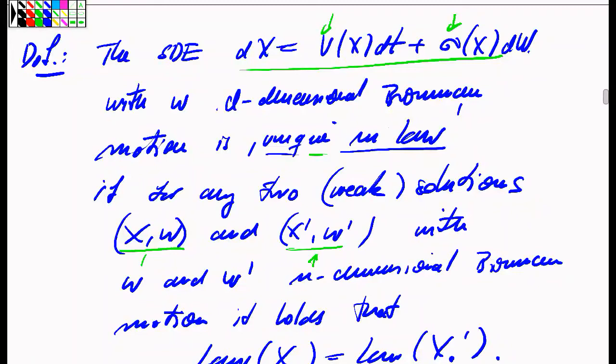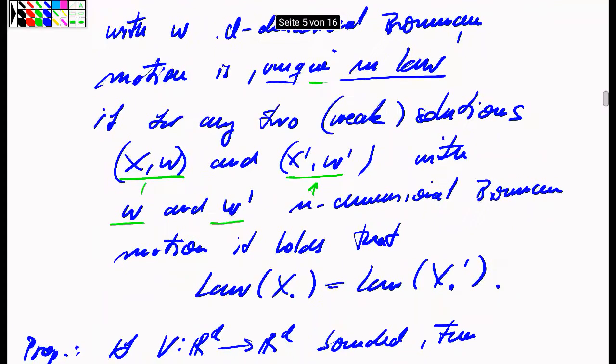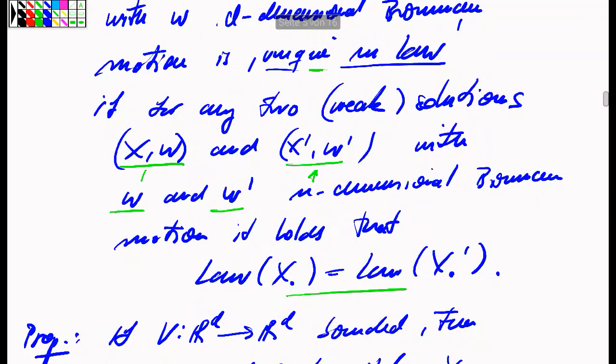different constructions and might not be related at all, but if the corresponding second components of these pairs of solutions are Brownian motions, in this case n or d-dimensional Brownian motion, then it must necessarily hold that the two laws are the same of the x processes, the x and x prime processes, then we call the stochastic differential equation unique in law.